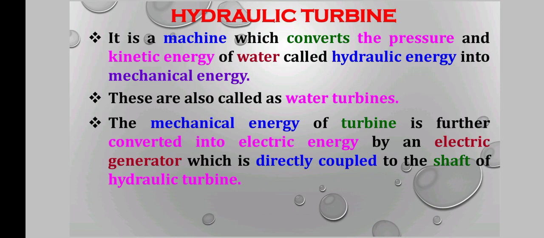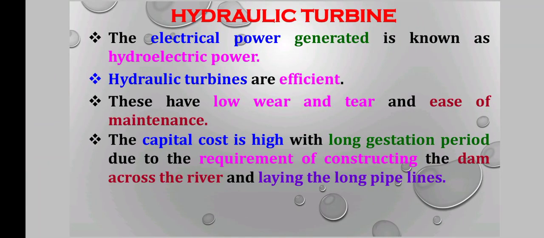The mechanical energy of the turbine is further converted into electrical energy by an electric generator which is directly coupled to the shaft of the hydraulic turbine. The electrical power generated is known as hydroelectric power. Hydraulic turbines are efficient. These have low wear and tear and ease of maintenance. The capital cost is high with a long gestation period due to the requirement of constructing the dam across the river and laying the long pipelines.